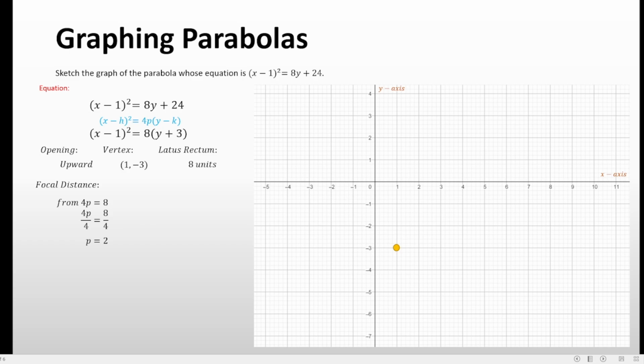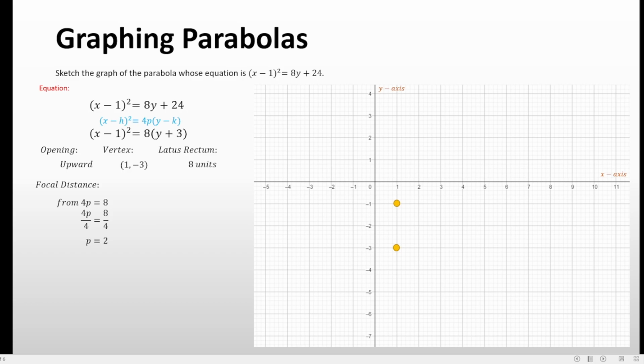Always remember, how did I know that I have to go upward? Well, again, I am basing on the opening. So whatever the opening is, that's already the direction of the vertex moving to the focus. So from the vertex here, you have to move 2 units upwards. So that should be 1 here and then 2. So there should be the focus in there.